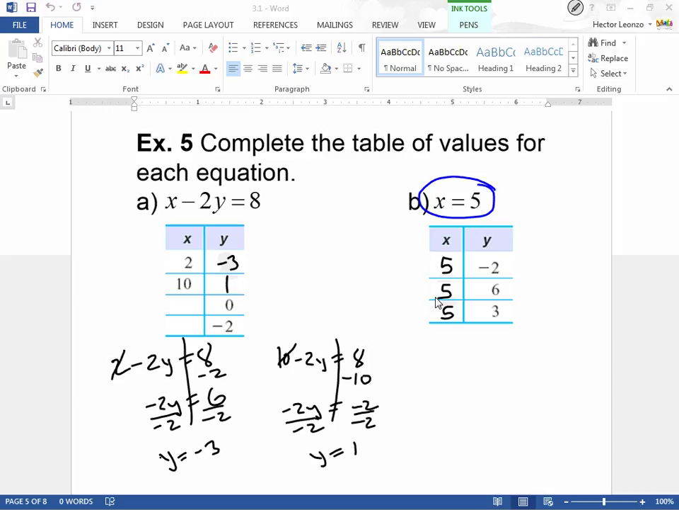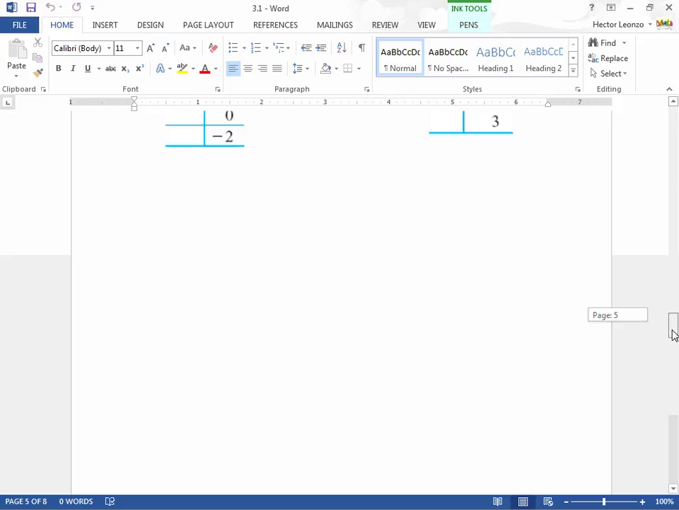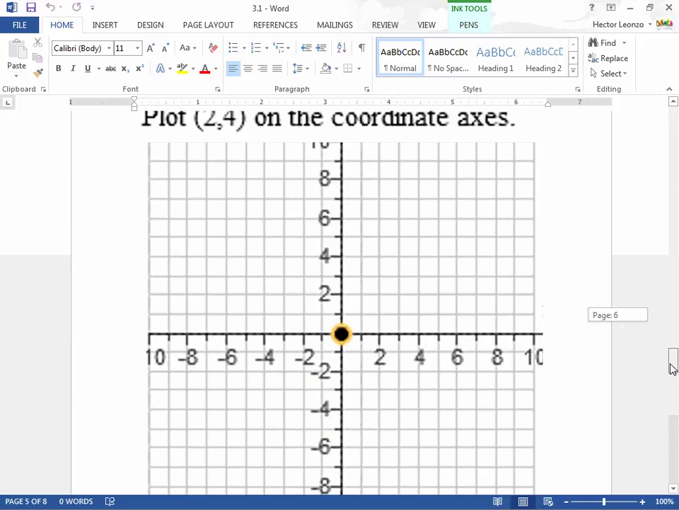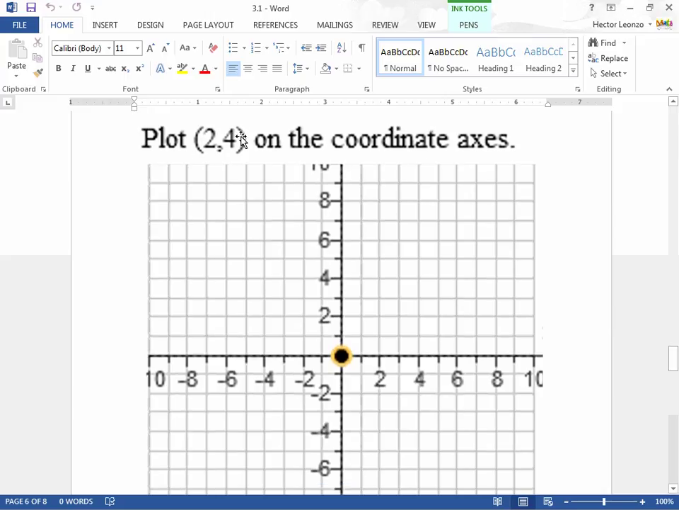So that one was a little bit easier to work with, but once again, this is how you guys will see it on your homework. Now we're gonna do plotting points. We have to plot the point (2, 4) on the coordinate axis.